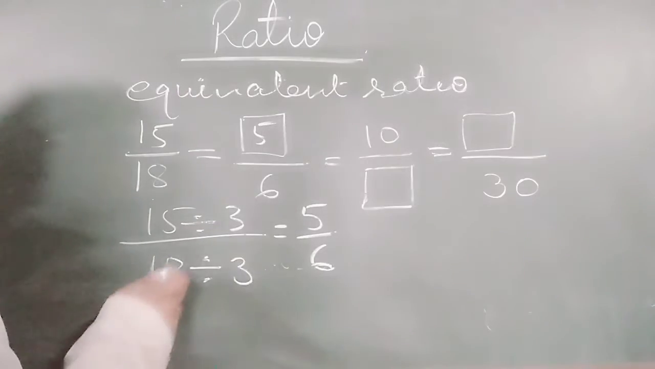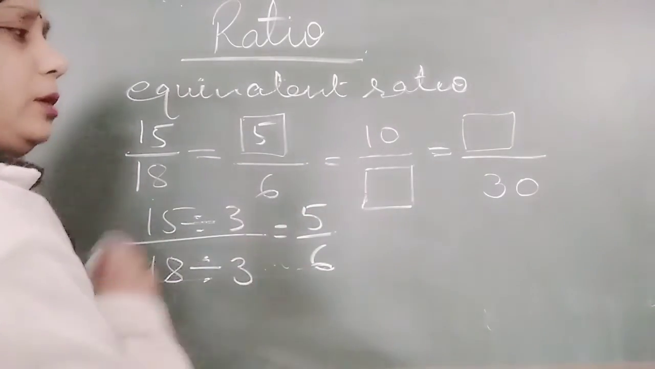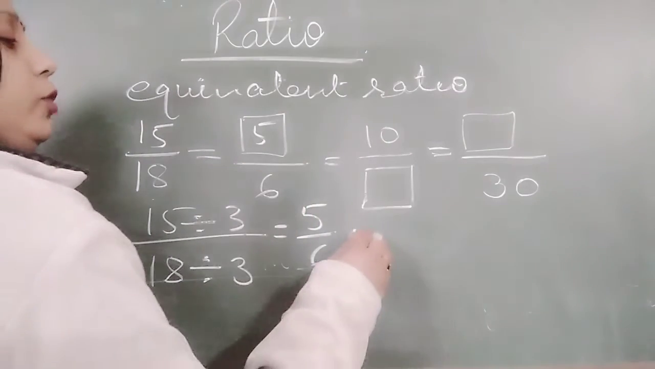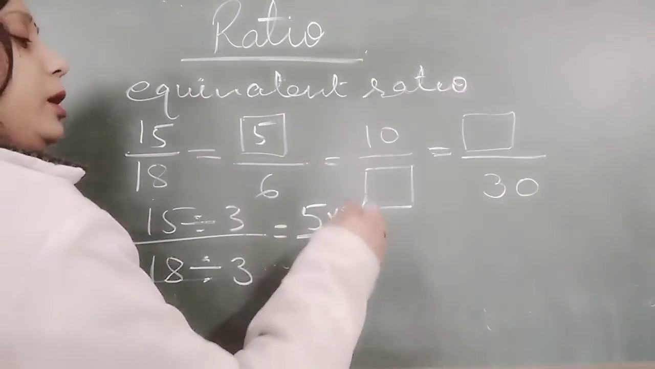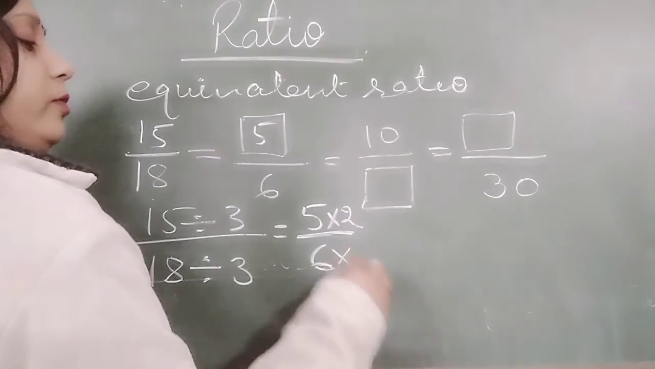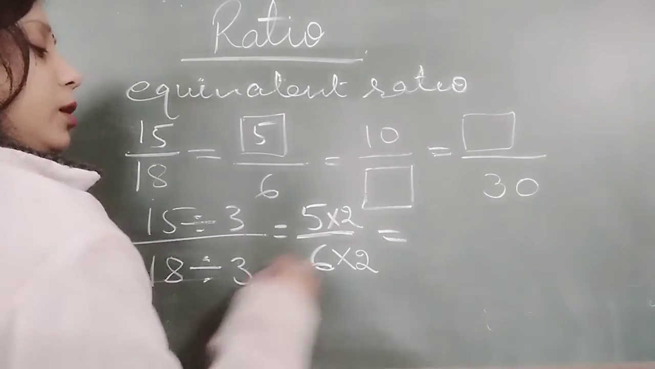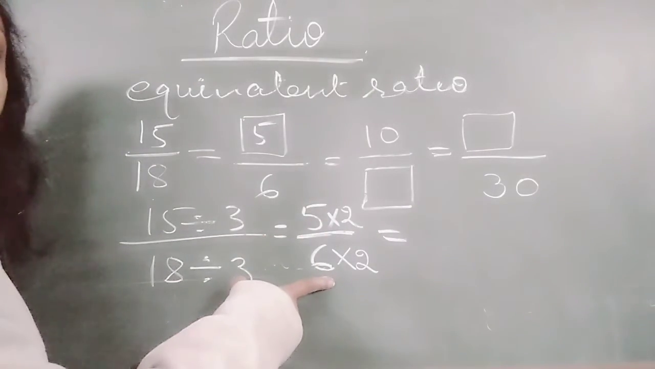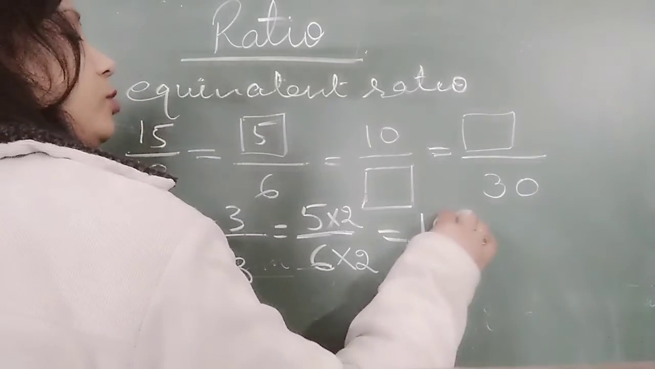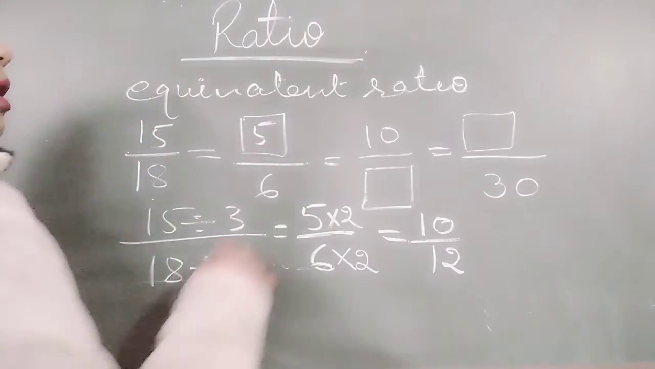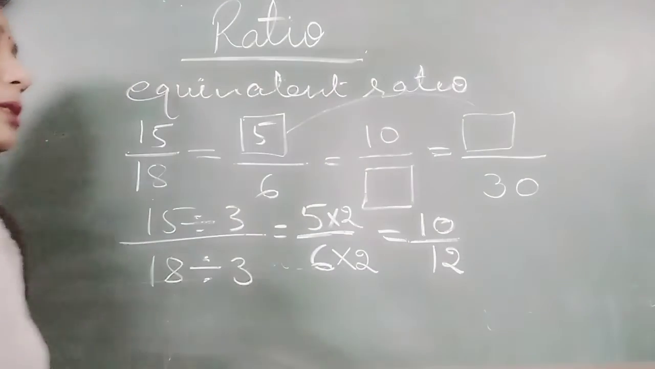Now from this 5 upon 6 ratio we will get the next equivalent fraction. How can we get 10 from 5? If we multiply 5 by 2, then we will get 10. So here we will multiply both numerator and denominator by 2, then we will get 10 upon 12. Okay. Now again we have to find out this missing number.